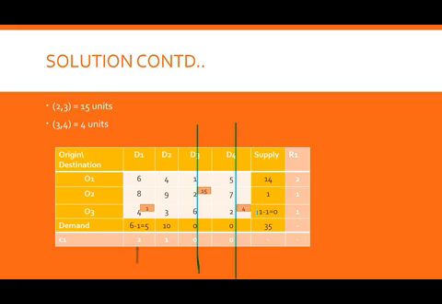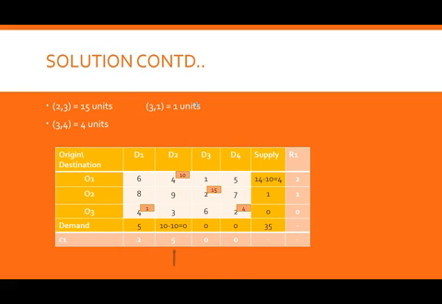Why? Because supply is 1, demand is 6, minimum is 1. I make an allocation of 1 here. So demand becomes 6 minus 1, 5, and supply becomes 1 minus 1, 0. So I make an allocation at 3, 1 with 1 unit. 3, 1 with 1 unit. So this column is gone. This column is also gone. Now this row is gone.